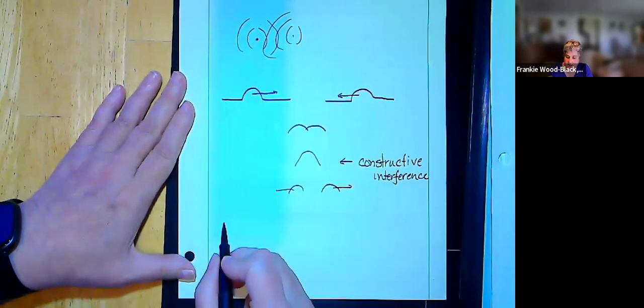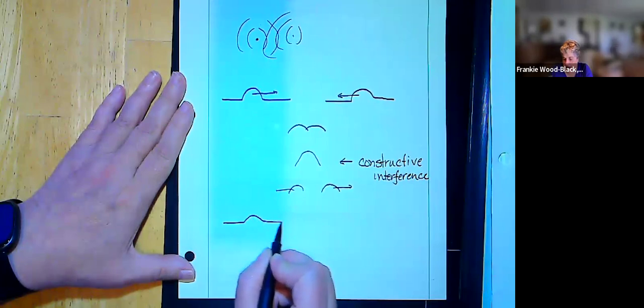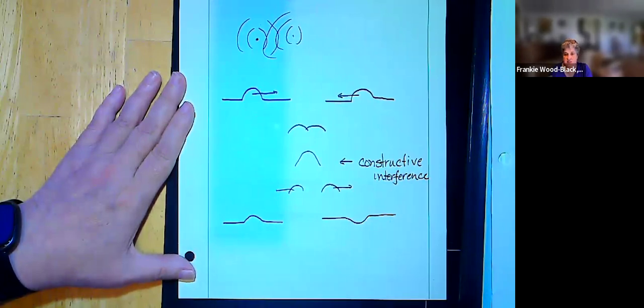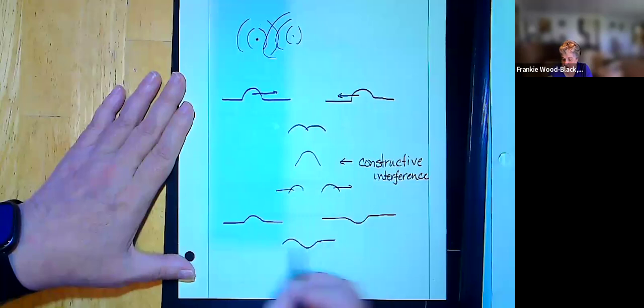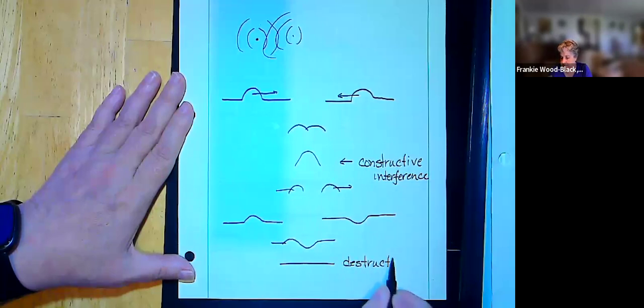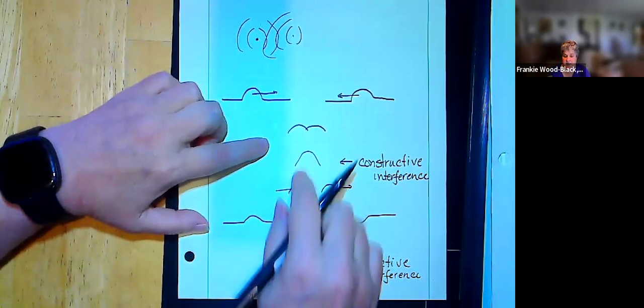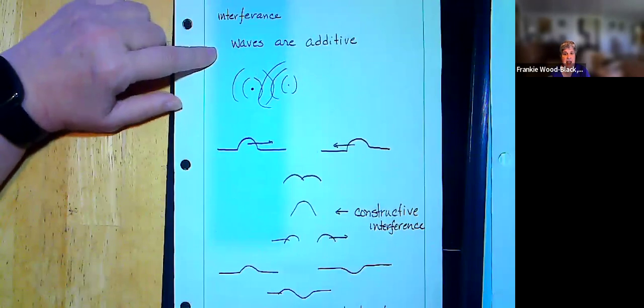Now, we talked about that if I send a wave and it hits a pole, it's going to flip. And now I've got this situation. As the waves come together, you might see something that looks like this, and then you might see something that looks like that. And this is destructive interference. So I can have constructive interference and I can have destructive interference. And I am going to be able to deal with waves being additive.